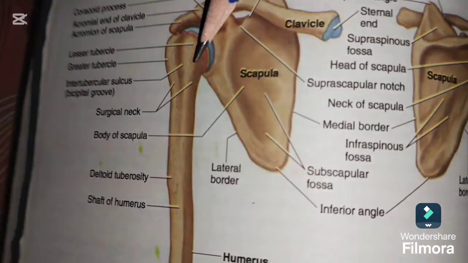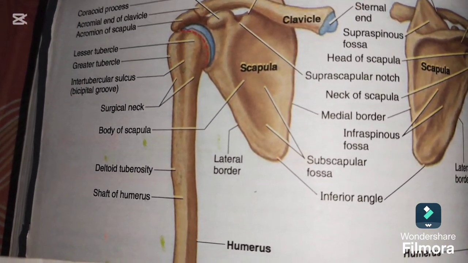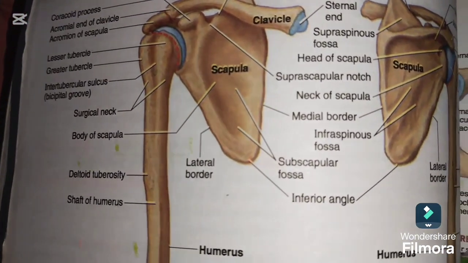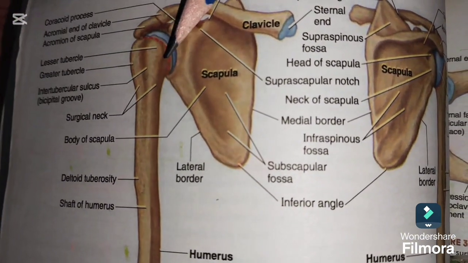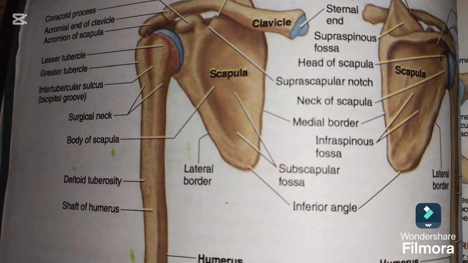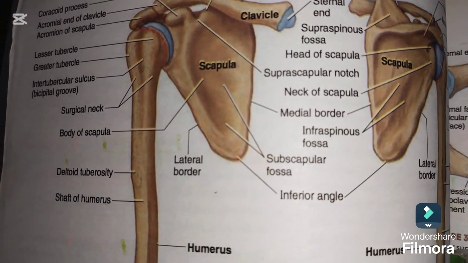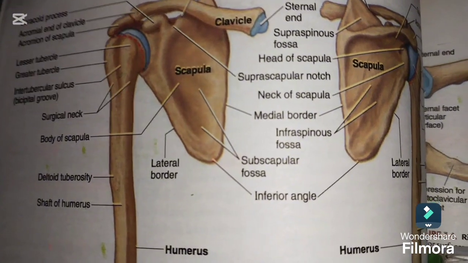So if you keep the humerus bone on your hand, on your arm basically, in such a position that the head directs medially and the lesser tubercle is facing the front, you can easily determine whether the bone belongs to the right hand or the left hand.